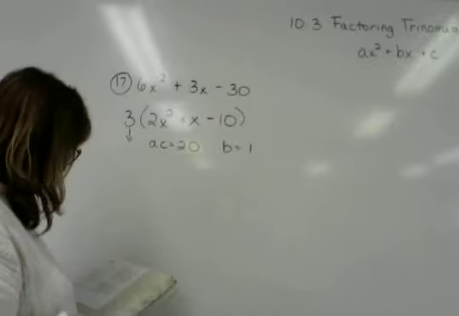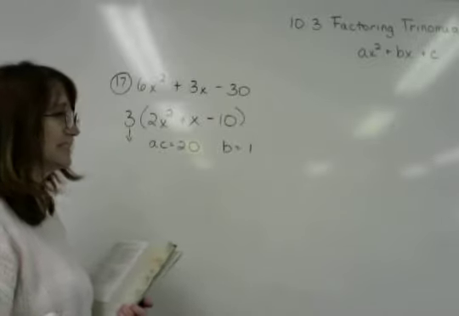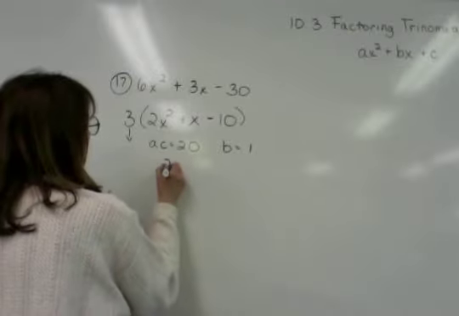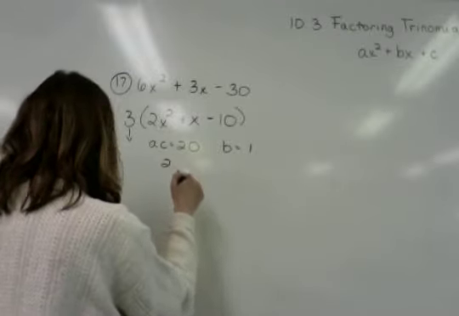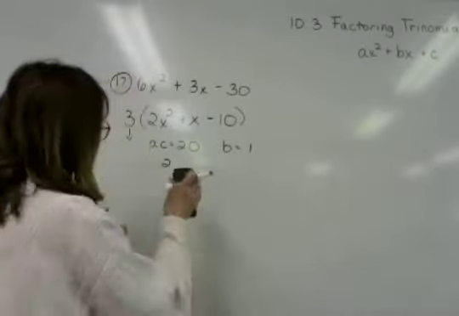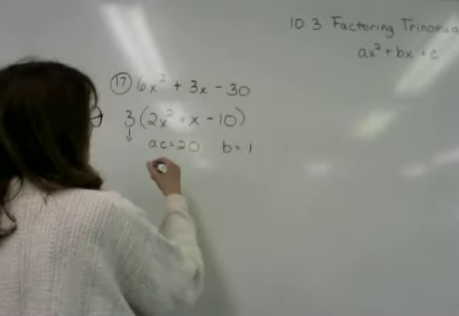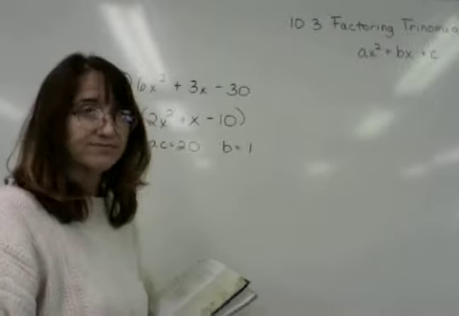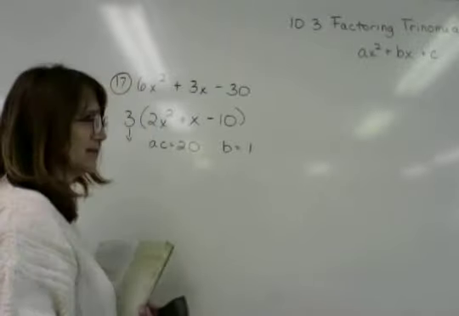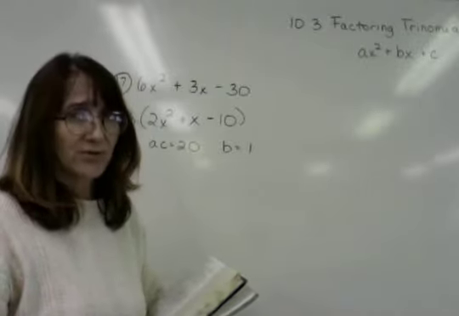Factors of 20. Factors of 20 would be like 20 times 1. Actually, that would not work. I was thinking of something else. I was thinking of 19 for some reason. So what would be factors of 20? 20 times 1, not going to work. 2 times 10, not going to work.